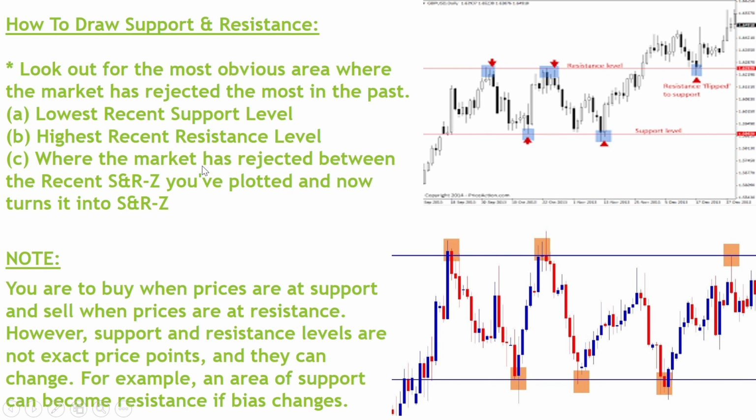Then after plotting out the highs and the lows, look within them, within that recent support level and the highest recent resistance level. After you plot it out, there are some other effective major support and resistance zones within those highs and lows which you plotted. You plot those as well, because price will likely reject or react off those points.